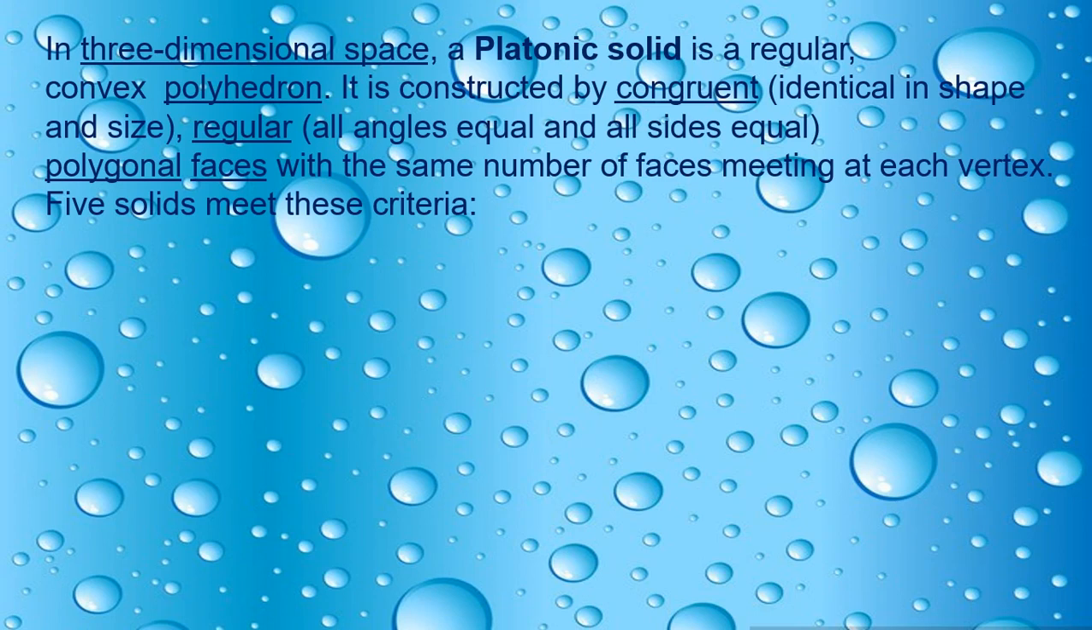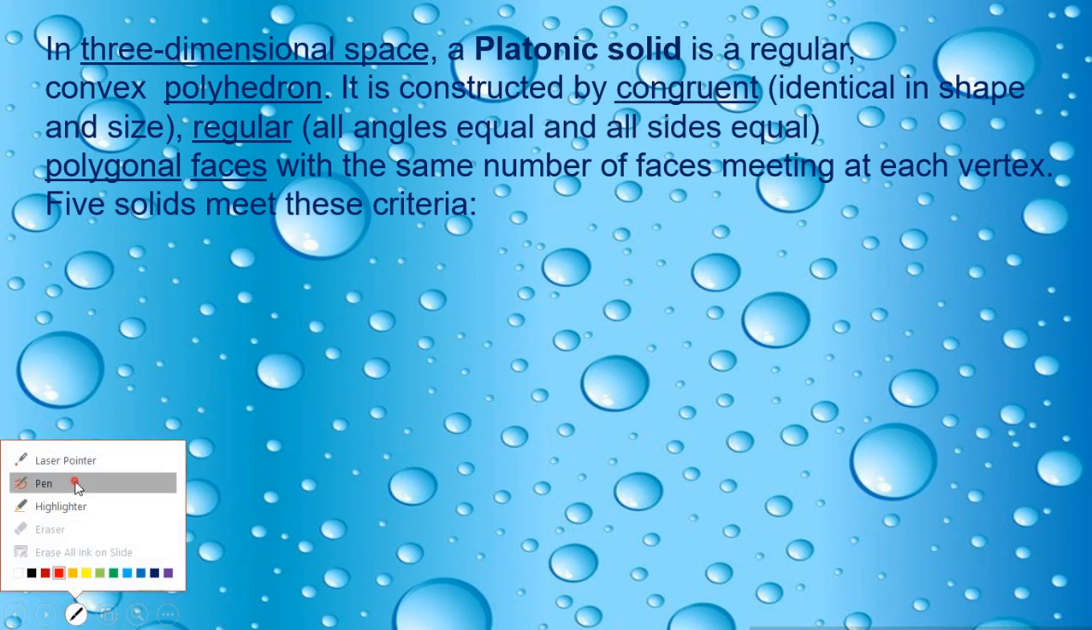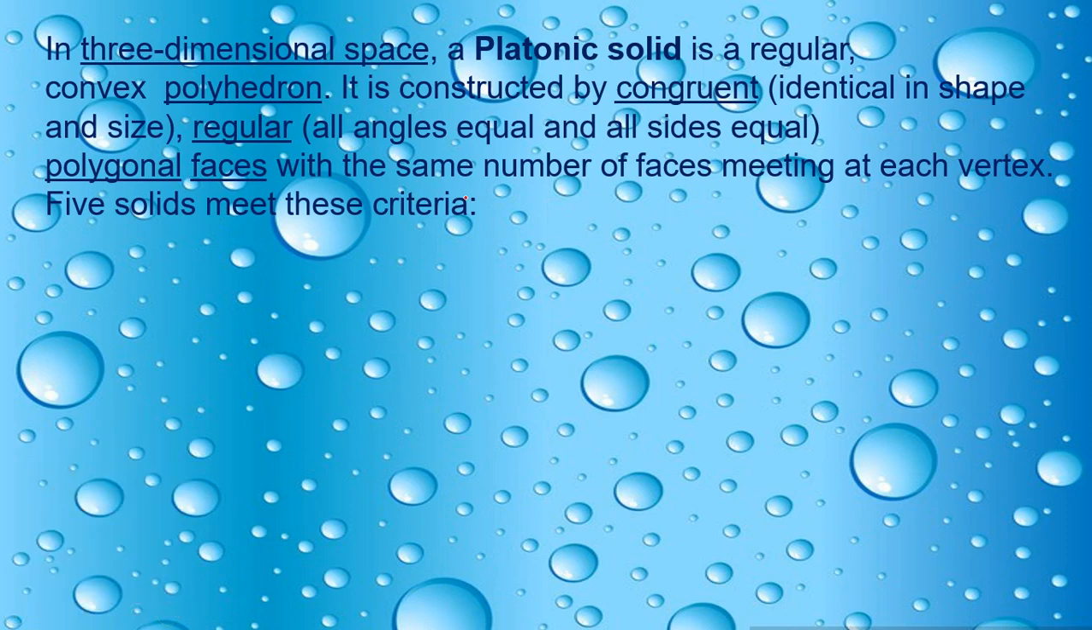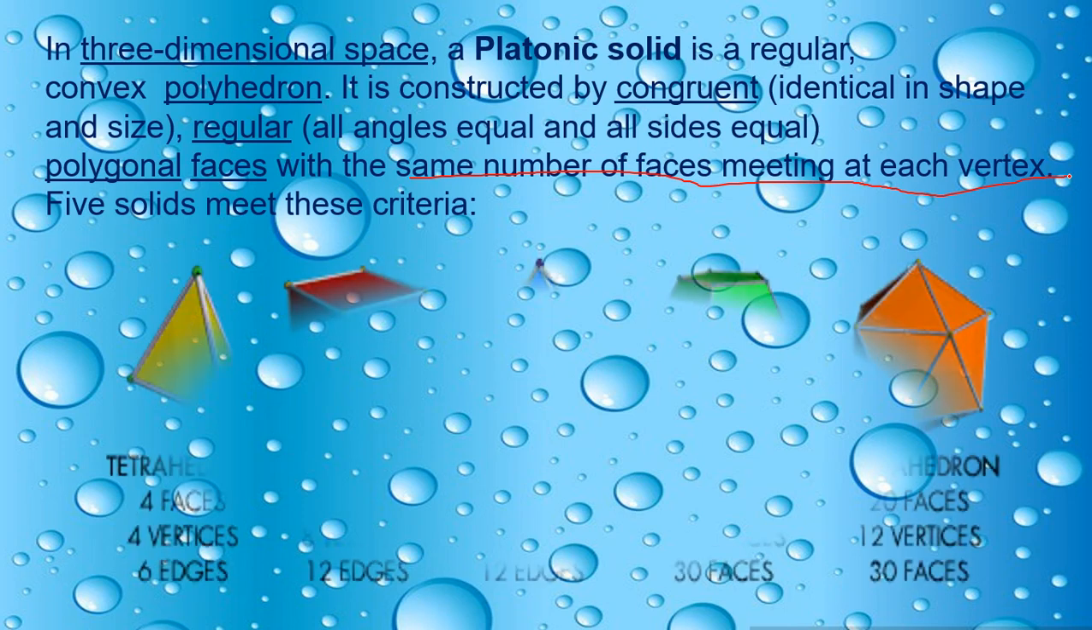Now one more special type of polyhedron is the platonic solid, which is a regular convex polyhedron constructed from congruent regular faces with the same number of faces meeting at each vertex. Here the important point is that the same number of faces are meeting at each vertex. So there are 5 solids.